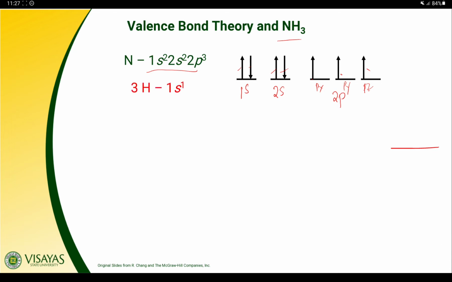Hydrogen, on the other hand, has an electron configuration of 1s1. So in bonding, for example, the electron from the hydrogen could pair with the singly filled p orbitals of nitrogen. This one here is from our first hydrogen atom, and this is the 1s electron of the second hydrogen atom and the 1s electron of the third hydrogen atom.